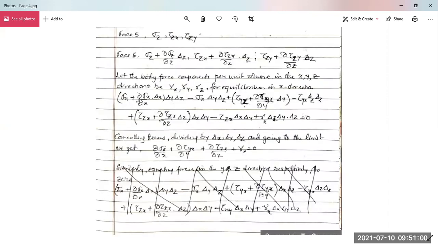Sigma x plus delta sigma x by delta x into delta x, multiplied by delta y and delta z, where delta y and delta z is the area of the yz plane. Similarly, minus sigma x into delta y and delta z, then tau zy, multiplied by the corresponding areas, tau xy with delta y and delta x, and tau zx plus the change of tau zx by dz, all multiplied by the respective areas.